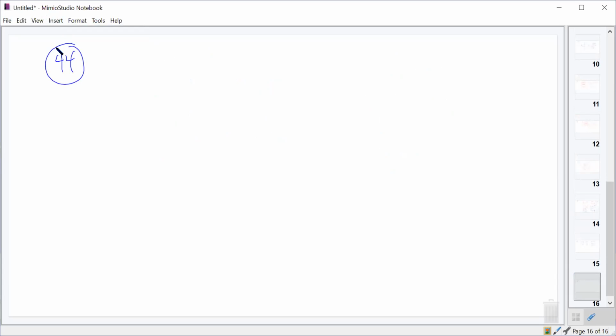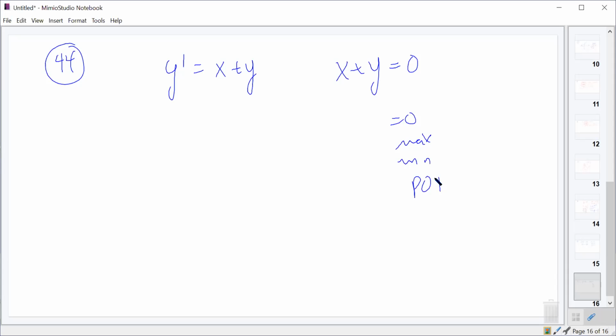44 says the point of intersection of a solution curve y prime equals x plus y, and the line x plus y equals 0. We want to know if the function at that point is 0, if the function has a max, if the function has a local min, if it has a point of inflection, or if it has a discontinuity. At the point of intersection of those.